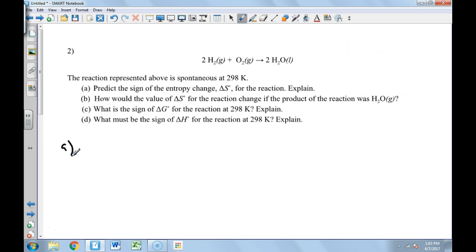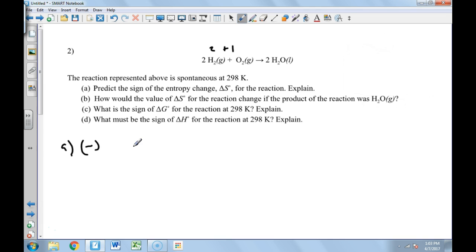Now Part A of this question says predict the signs of the entropy change. So keep in mind that the entropy change is based on gas, almost always, unless there's no gas there. So here we have three moles of gas, because we have 2 plus 1, going to 2 moles of a liquid. So that is definitely going to become less random. So the sign of the entropy change is negative.